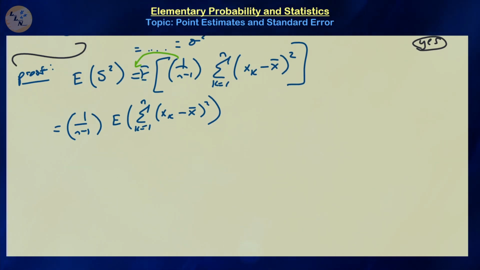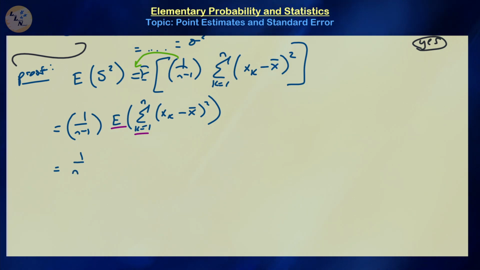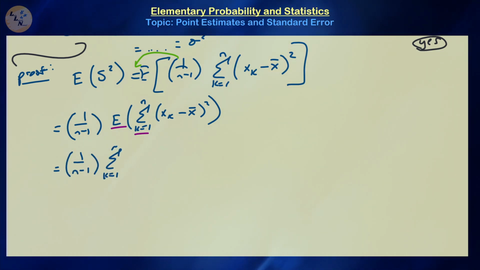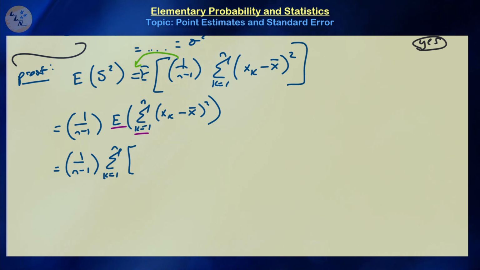The next thing we can do is switch the expected value in the sum, because the expected value of the sum is the same as the sum of the expected values. That's not fancy at all, so that's 1 over n minus 1 times the sum from k equal to 1 to capital N of the expected value of each of these objects. Actually, you know what? I'm not going to switch those out yet.